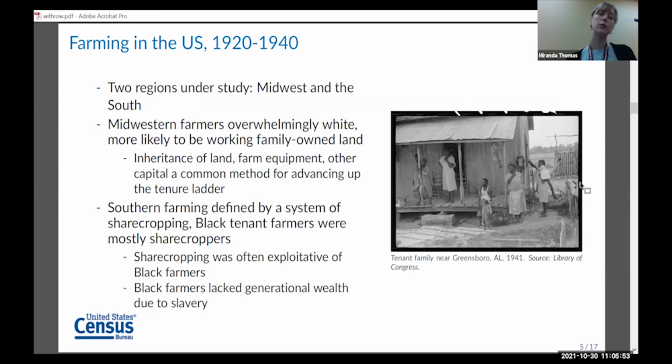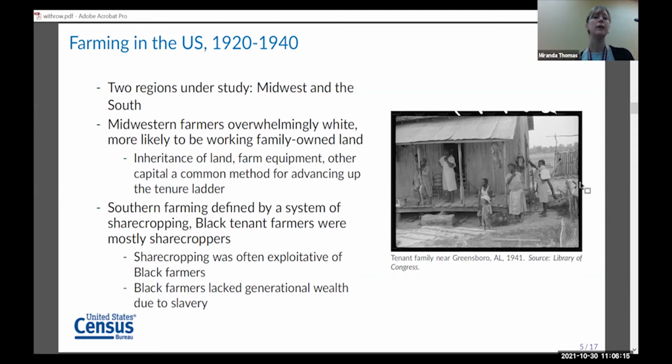So as I mentioned, I look at two different regions here, the Midwest and the South. There are important differences between them in terms of farm family tenure mobility. For example, Midwestern farmers were overwhelmingly white and were more likely to be working family-owned land. So inheritance of land, farm equipment, or other capital was a common method for advancing up the farm tenure ladder.